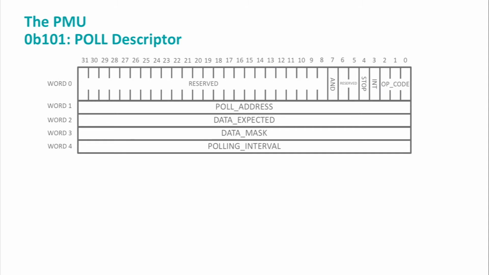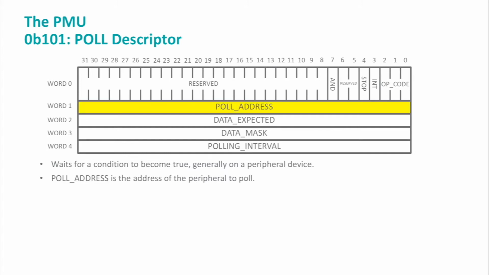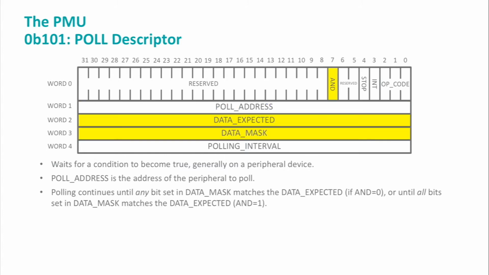The poll descriptor is a little like the wait descriptor in that it waits for a condition to become true. But while the wait descriptor monitors interrupt lines and status bits, signals that don't require access to the system bus, the poll descriptor actually generates bus cycles polling memory locations or peripheral registers to determine when some status changes. Here's how it works. The opcode processor reads the data at the address given in the poll address field and compares only the bit positions set in the data mask field to those in the data expected field to determine if the match condition is met.